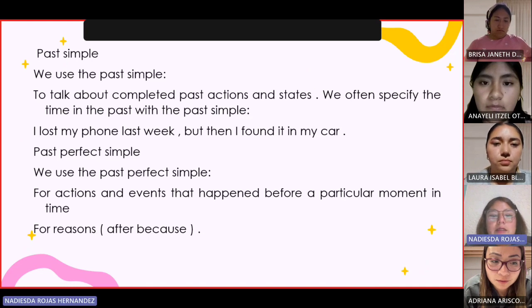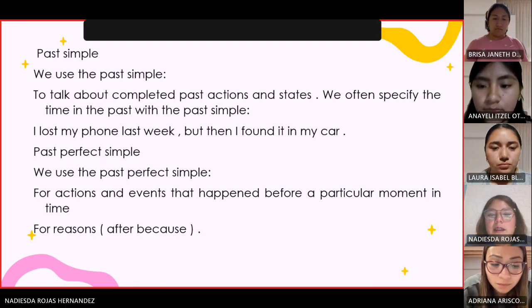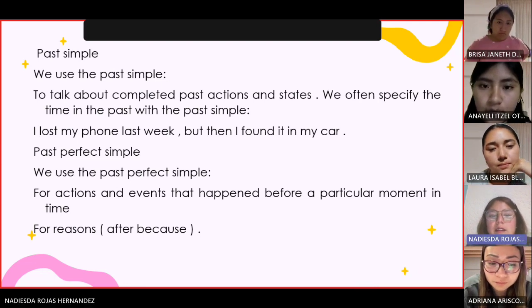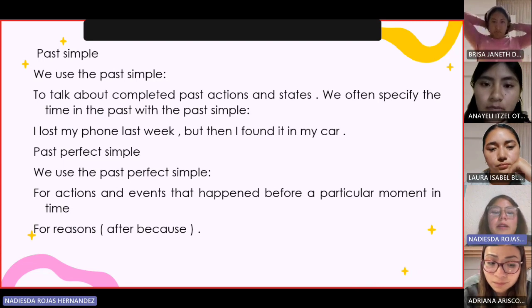Past continuous. We use the past continuous to describe actions in progress at a particular moment in the past, for an action or event in progress at the time and shorter. For example, I was doing my homework.